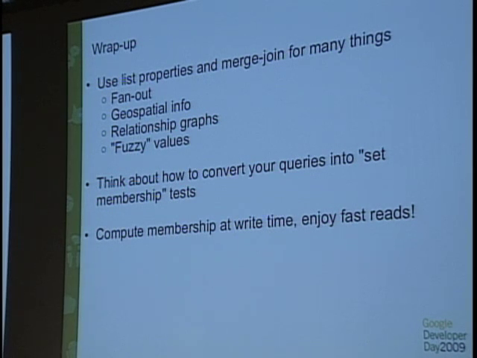We can compute membership at write time. So we create our lists at write time. We write out the values red, green, and blue. And then at runtime, we enjoy very fast reads. We just search for red, and we get our value back. It's very easy.